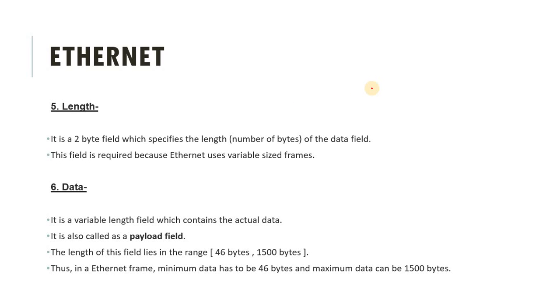Next is the length of the frame. It is a 2-byte field which specifies the length of the data field. This is a required field because Ethernet is a variable size frame, so we need to mention the size of the frame. Next is the data, the actual data, how many bytes we can send. It is a variable length field which contains the actual data. It is also called the payload field. The length of this field ranges from 46 to 1500. 46 is the minimum and 1500 is the maximum. In between we can use any size. Thus in an Ethernet frame, minimum data is 46 bytes and maximum data can be 1500 bytes.